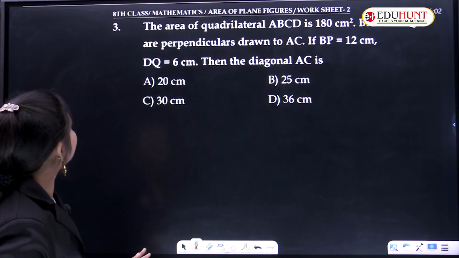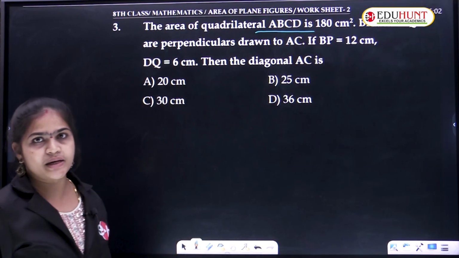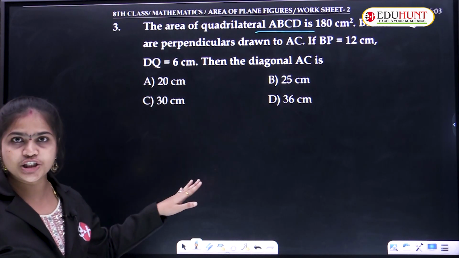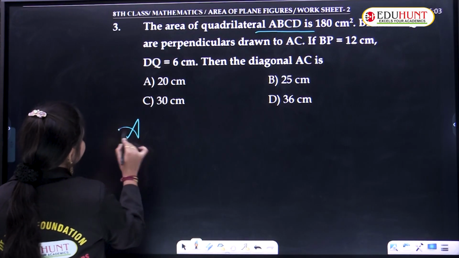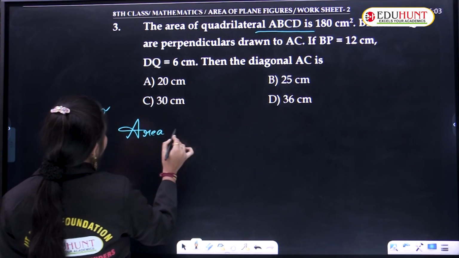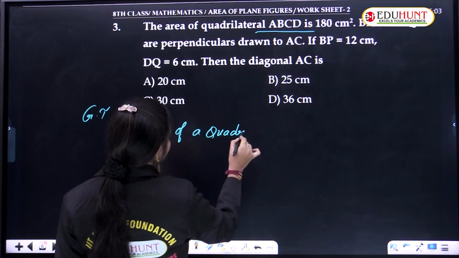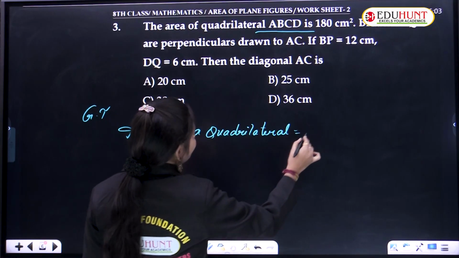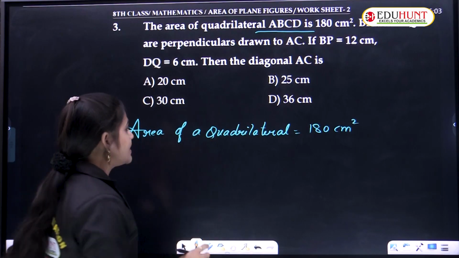What is question number 3? The area of quadrilateral ABCD is 180 centimeters square. Here, they didn't mention which type of quadrilateral. The area of the quadrilateral is given, which is equal to 180 centimeters square. What is the area of a quadrilateral formula?